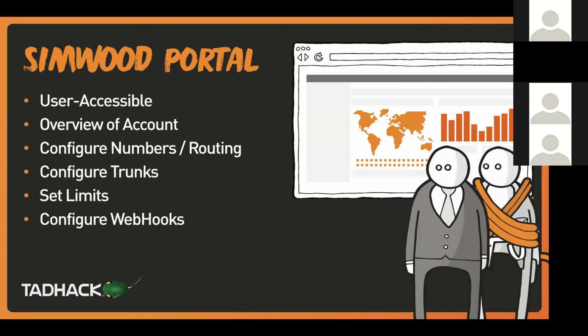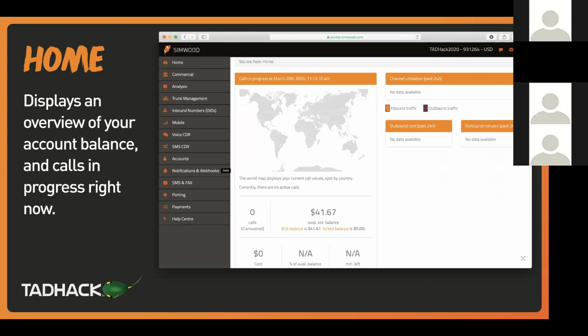The Simwood portal is designed to be user accessible. It offers an overview of your account, lets you configure numbers, routing, trunks, set limits, our fraud prevention tools, things like that. Configure webhooks, which is probably of more interest to the TADHack team. We've put together a brief guide for some of the first steps that you need to do in the portal to get started. So when you log on, there's a home screen, which shows any calls in progress, your current balance, which obviously is free money in this case, and there's the various tools down the side.